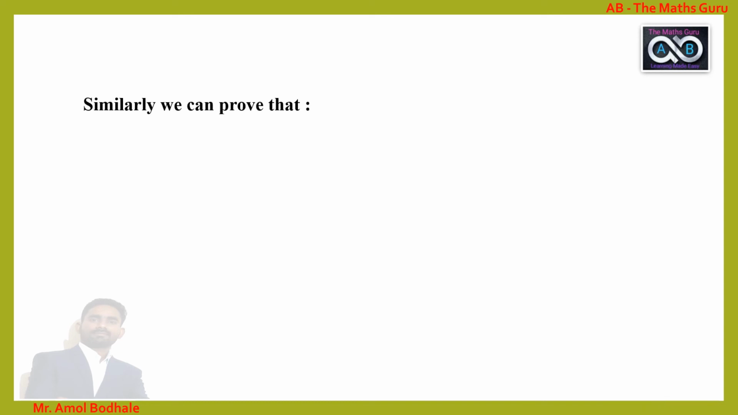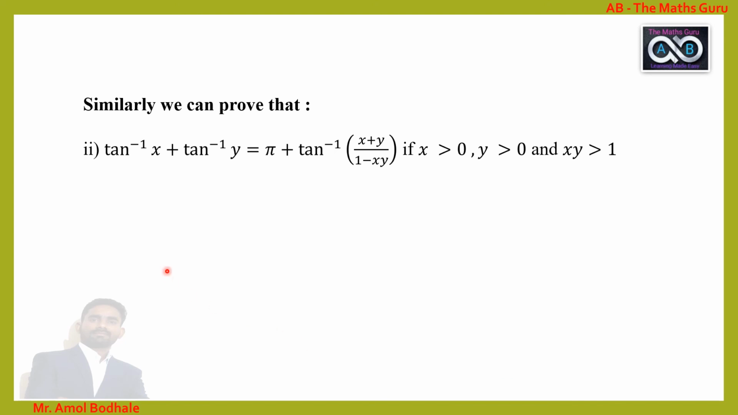So similarly, we can prove that tan inverse of x plus tan inverse of y equal to pi plus tan inverse of x plus y upon 1 minus xy, if x is greater than 0, y is greater than 0 and x into y is greater than 1. So remember, when x into y is greater than 1, the denominator 1 minus xy will be negative. So you have to remember, when the denominator is negative, we have to add pi here. When the denominator is positive, there is no need to write pi.